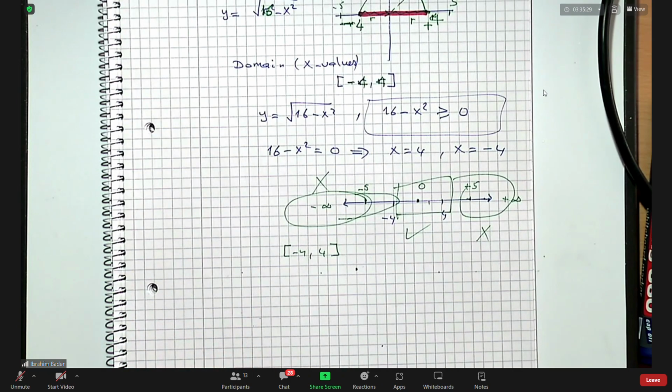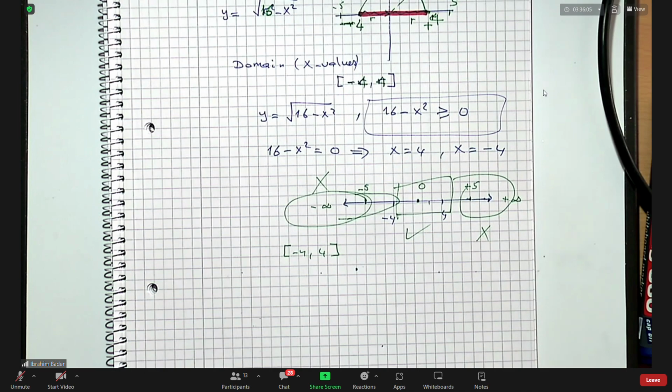And if it's R, it's -R to R. Notice that here it's the square root of 16 because R squared here is 4 squared. But then what about the range? The range here is another story. The range is values of y. Is x equal to 0? No, the range is about y.